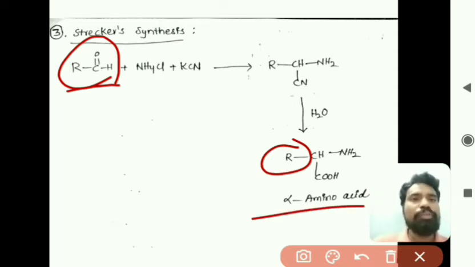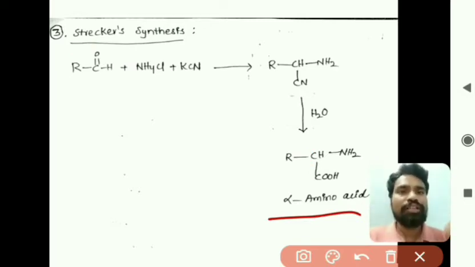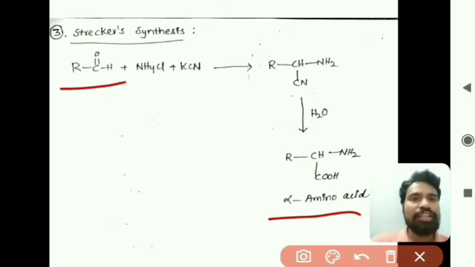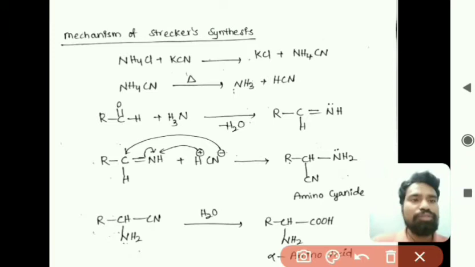So based on the aldehyde alkyl group, the amino acid which comes as product will depend on it. So if we want to make a desired amino acid, we have to take the starting aldehyde carefully. Then only will we get our desired amino acid. The mechanism of Strecker synthesis is very simple.